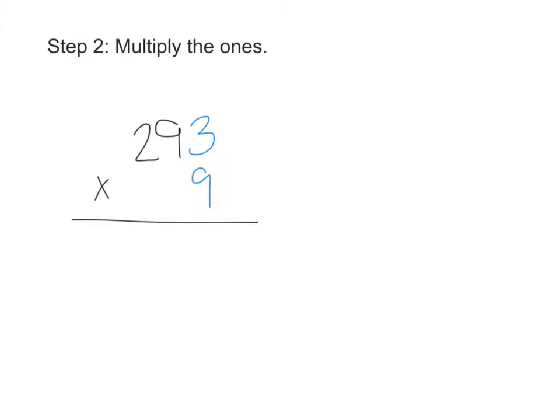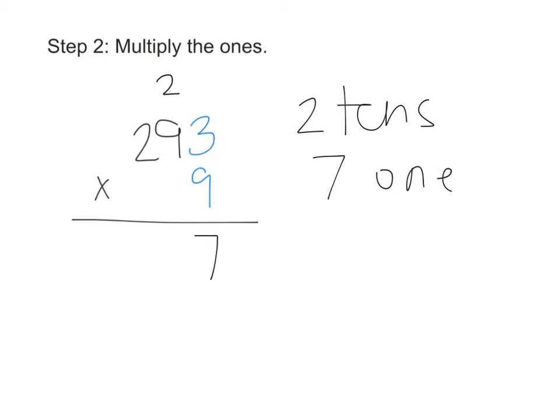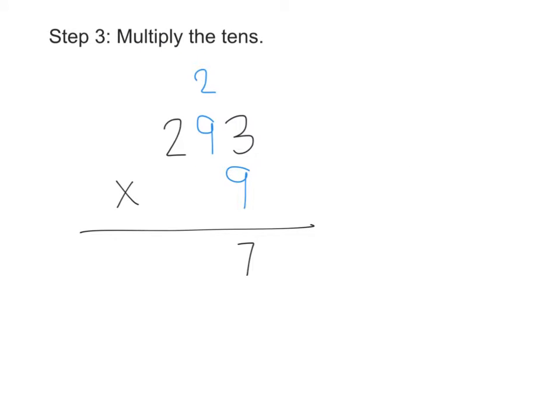So what numbers here are in the ones place? There's a 3 and a 9. So, Joseph, what's 3 times 9? 27. Good. So we would write the ones, and we would regroup the 2. Because 27 ones, is that the same as 2 tens and 7 ones? Good. So we have 2 tens and 7 ones, right? So we're going to go ahead and write the 7 down in the ones place, and we're going to regroup the 2. Then step 3 is to multiply the tens.